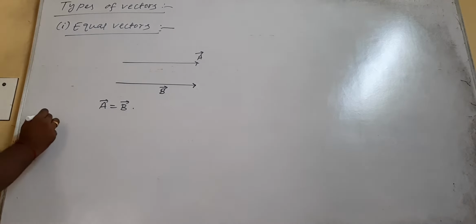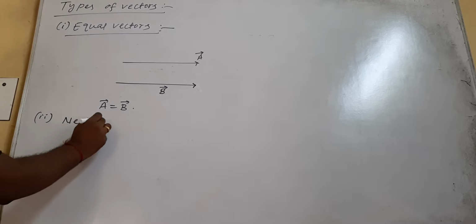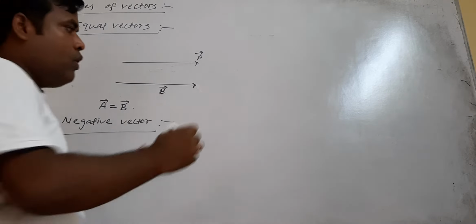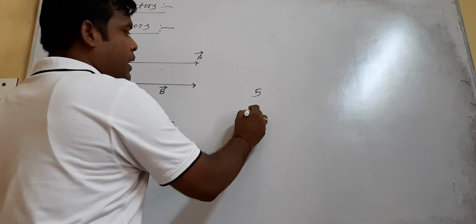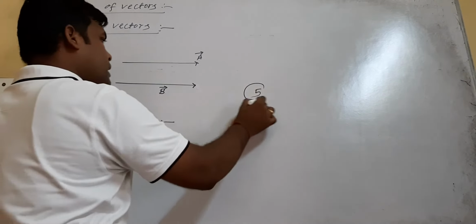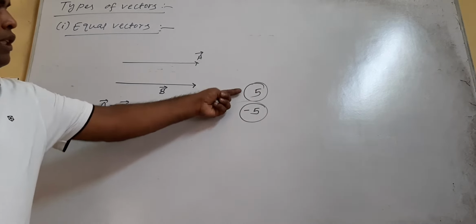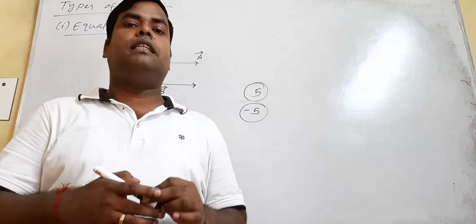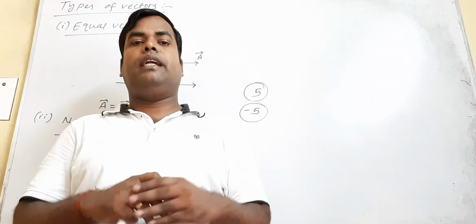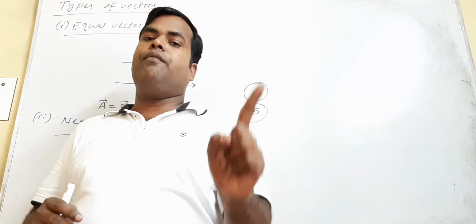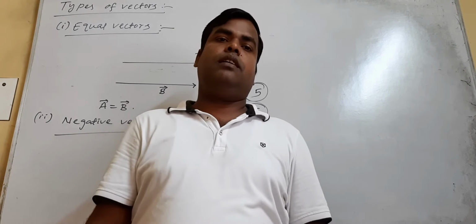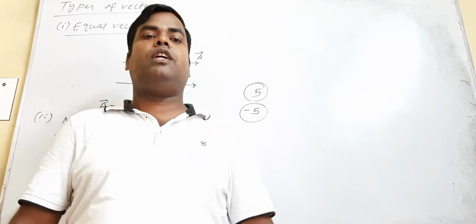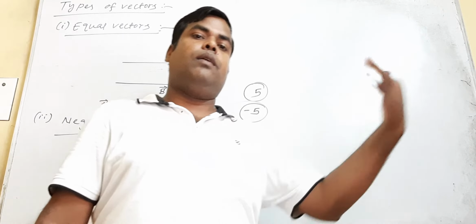Now come to negative vector. What do you mean by negative vector? The negative of 5 is minus 5. It means the magnitude is the same, but here it is positive and there it is negative. In vector algebra, positive and negative means the direction is opposite. You remember, negative means direction opposite, and the magnitude remains the same. That means one vector is said to be negative of another if it has the same magnitude and direction opposite to that of the given vector.